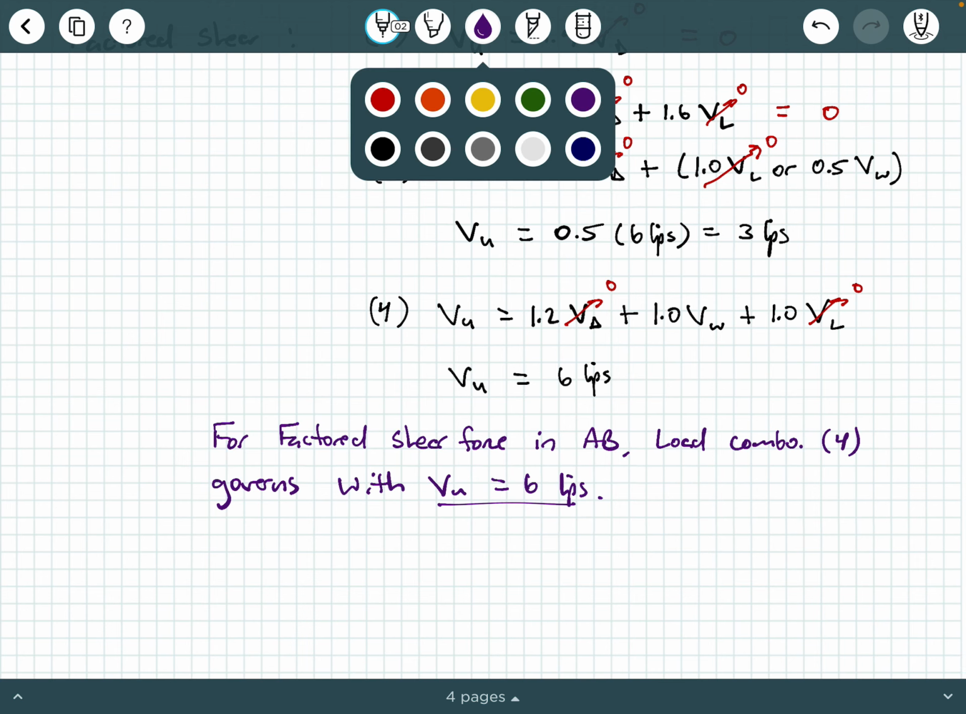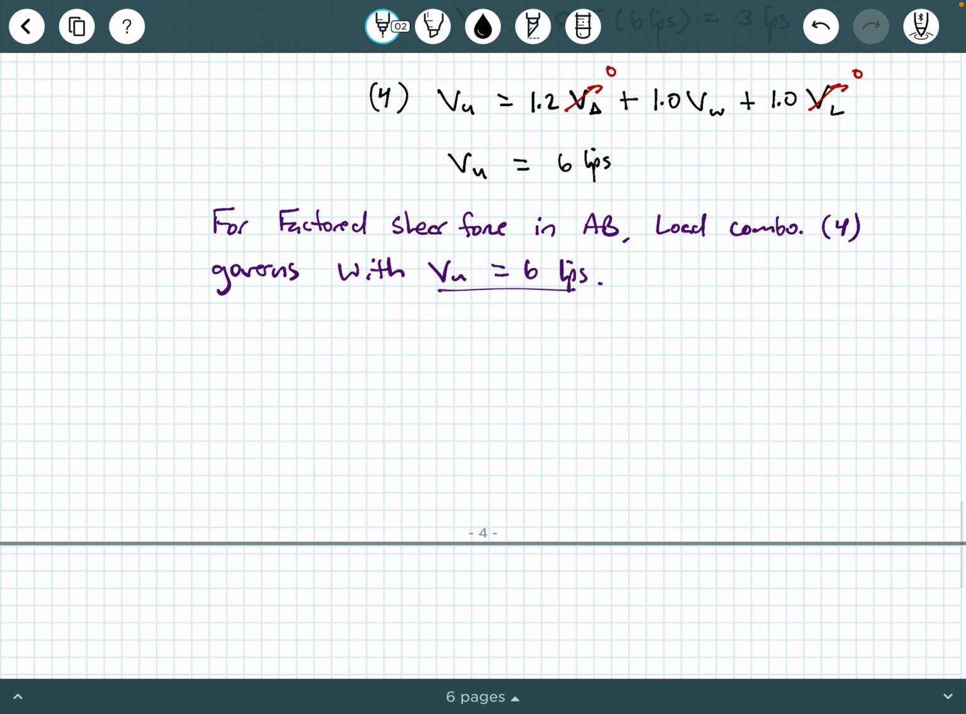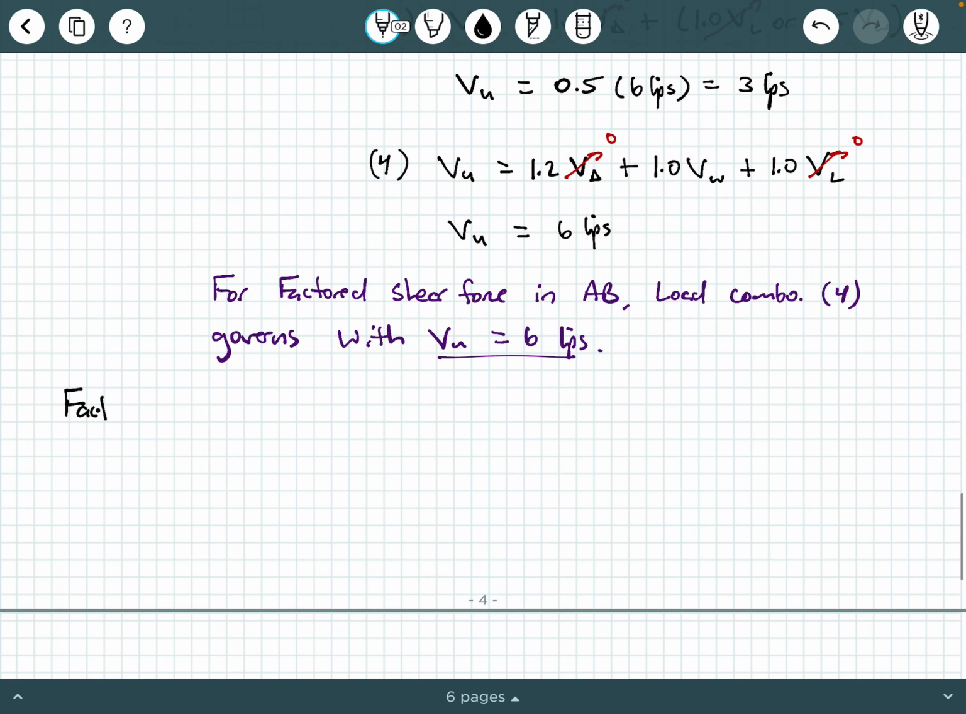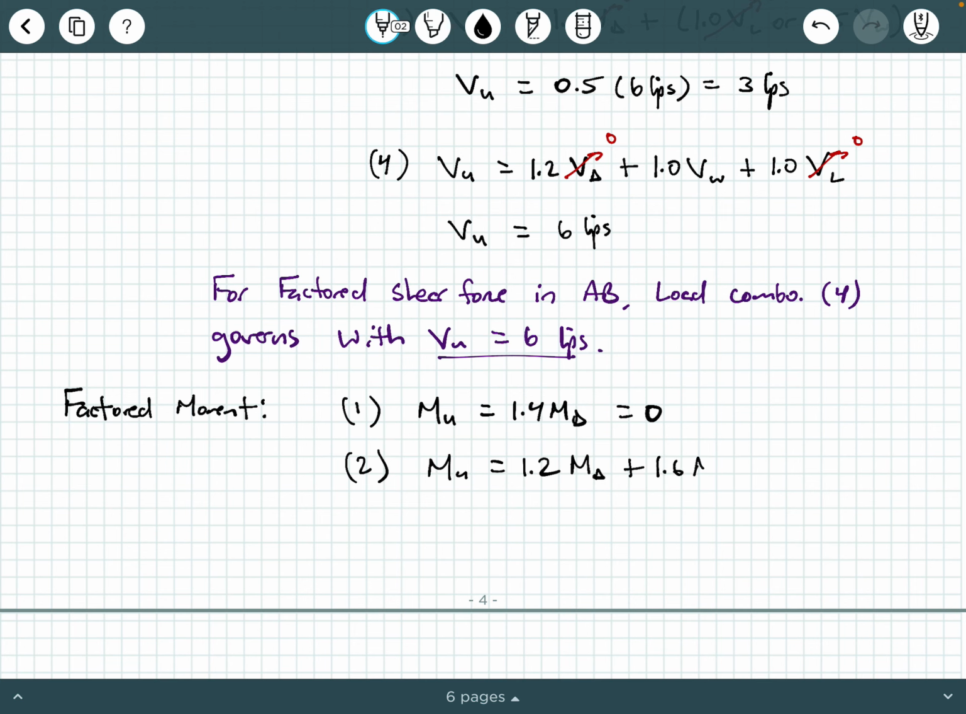Now we're going to do a similar process, but with factored moment, okay? So let's say factored moment. We're going to go through all 4 load combinations yet again. I'm going to go a little faster this time. We're going to say combo 1, MU is 1.4 M dead. We remember M dead was 0. Load combo 2, MU is 1.2 M dead plus 1.6 M live. What is that? Both M dead and M live were 0, so this gives us a 0.